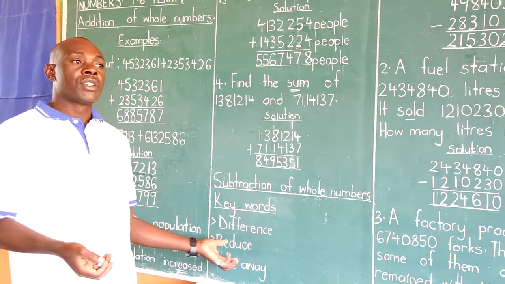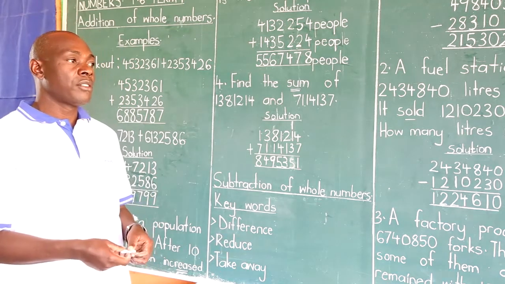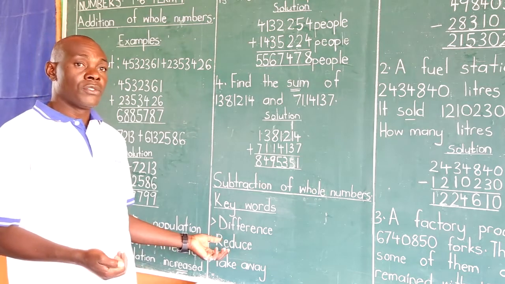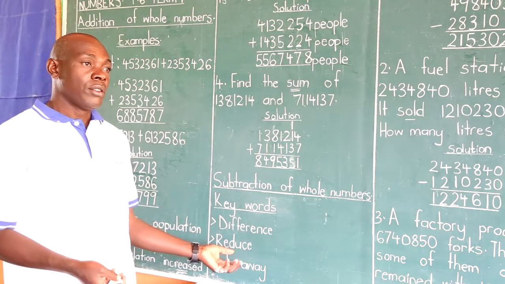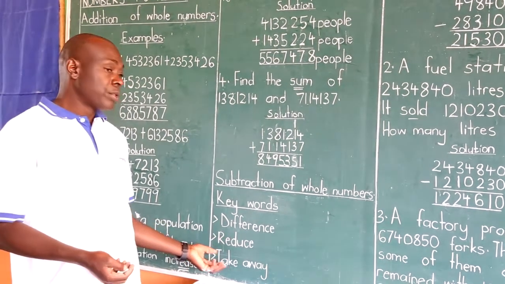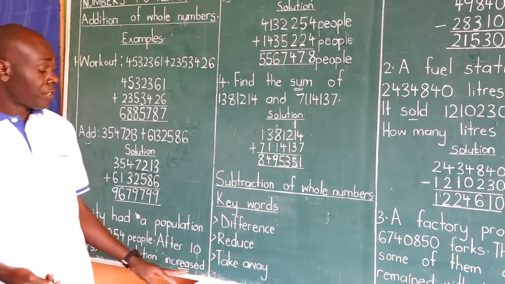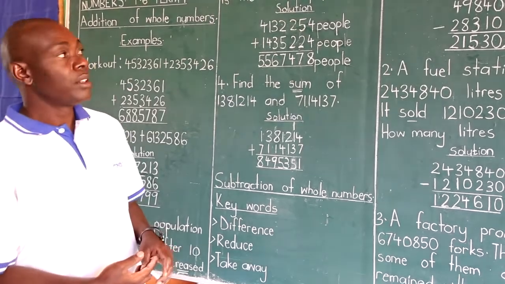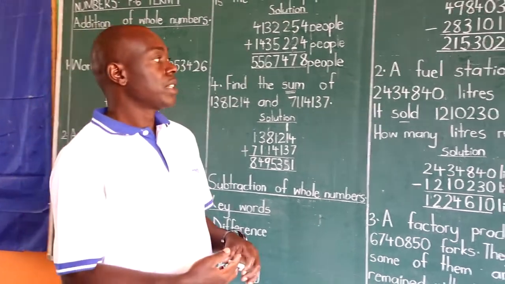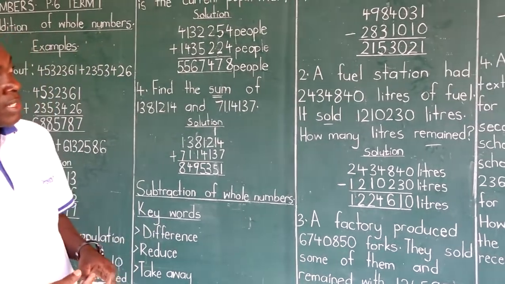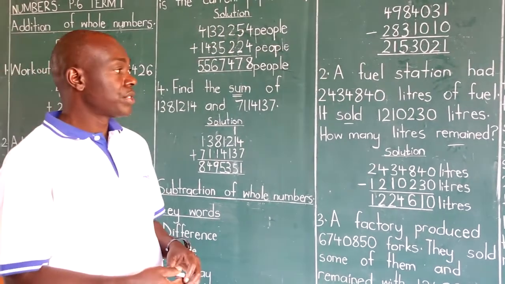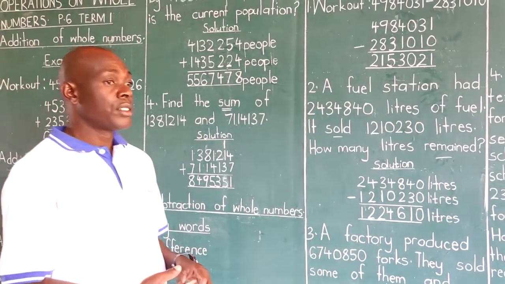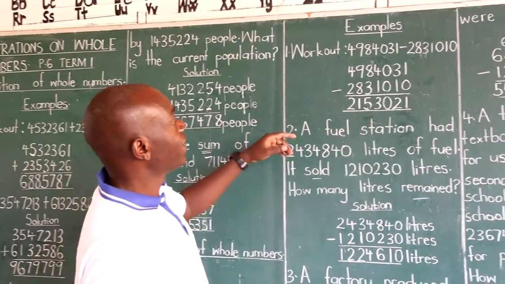When we talk about reduce, it means we shall have a less value compared to what is available, and therefore we need to lessen or to take away or to subtract. So I've said take away also calls for subtraction. Then we shall look at the examples that are direct and indirect. The indirect ones will be containing words, and the direct ones will have the minus sign of subtraction.